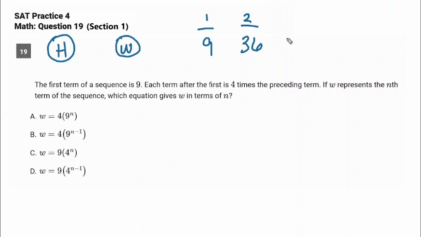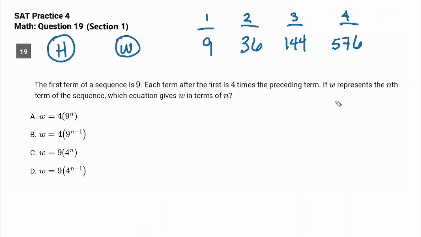You could stop here, but I like to do a few terms because I don't want more than one answer to look right. And if I do a few terms out, I'm less likely to see that. So what are you going to do with 36 to follow the directions? You're going to multiply it by 4. 36 times 4 is 144. I'm going to go one more term out, the fourth term. What do I do with 144? I multiply it by 4, and I get 576.